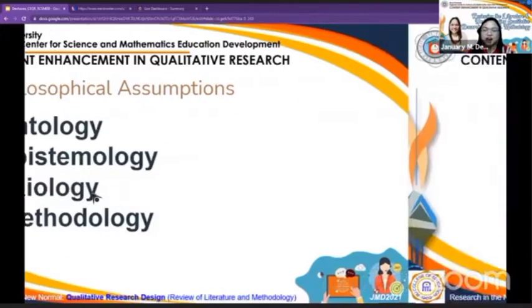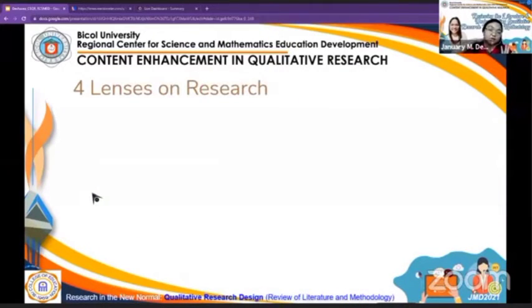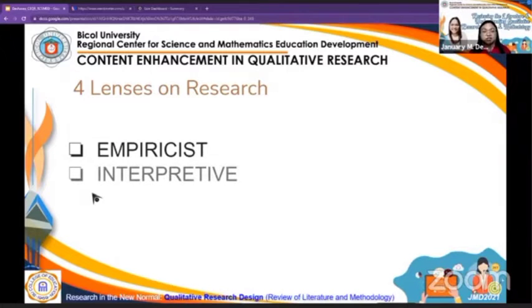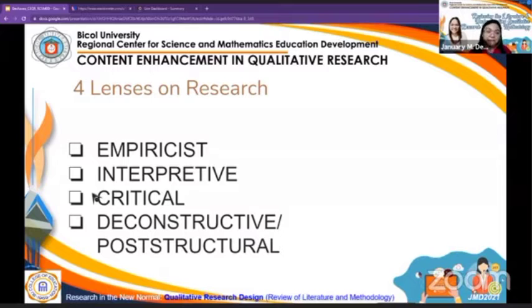So yeah, specifically for us teachers, we're dealing with human beings. Another thing is the lenses that you are going to incorporate in your study. So we have the empiricist, the interpretive. Most of the time, most of the designs that I have included in my discussion are anchored on the interpretive perspective or lens. But you could also do some deconstruction there, depending on the type of the design or model.